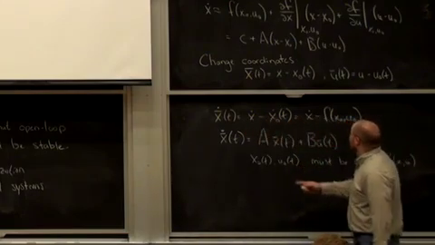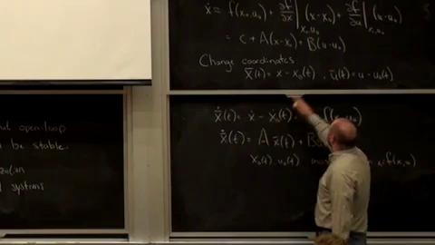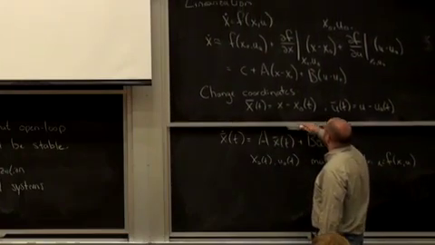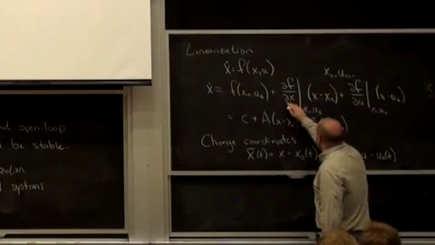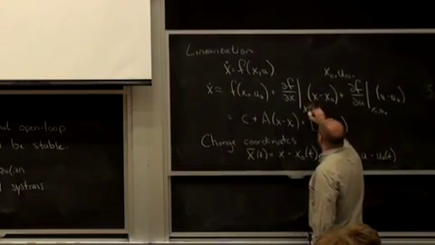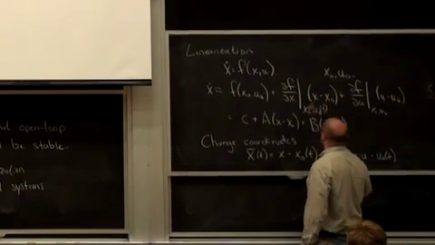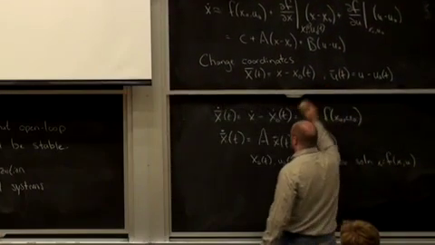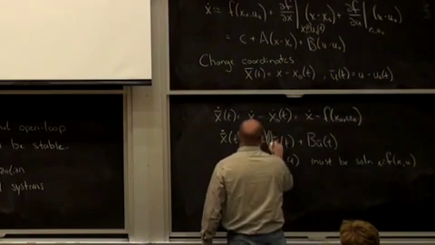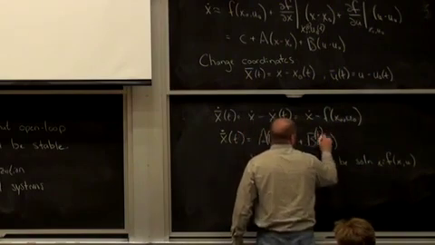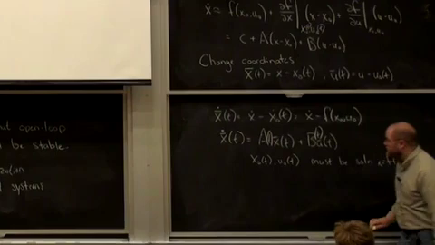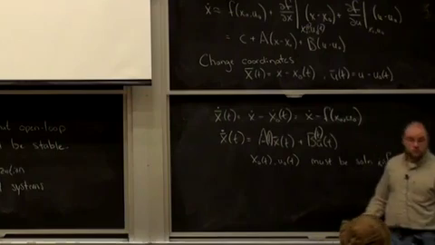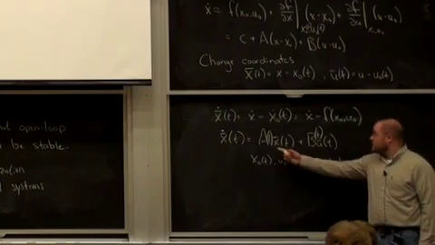Okay, so A here, this partial f partial x, is evaluated at x of t, u of t, and in general A and B, when I do this, are functions of time as well as x and t. Okay, that's a pretty important point.